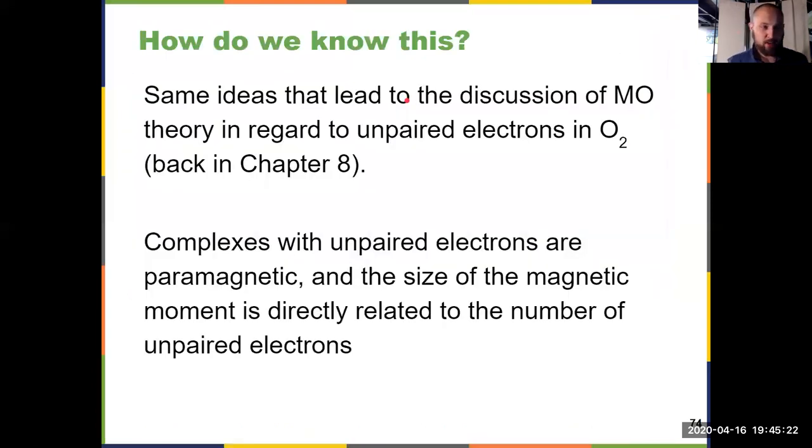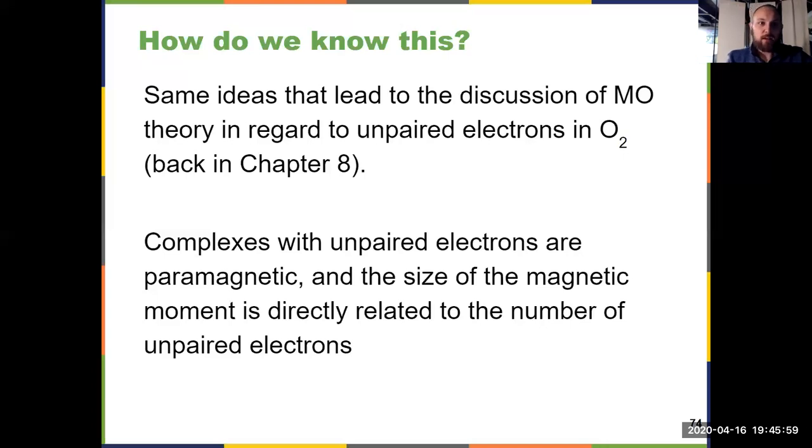What's the experimental evidence for this? Well, it's similar to what we talked about in Chapter 8. In Chapter 8, we talked about molecular orbital theory, which was necessary to supplement valence bond theory and explain why diatomic oxygen is paramagnetic, meaning it has unpaired electrons. We see the same thing here, right? That helps us differentiate between high spin and low spin, because complexes that end up having unpaired electrons are paramagnetic and respond to an external magnetic field. The more unpaired electrons they have, the stronger it would respond.